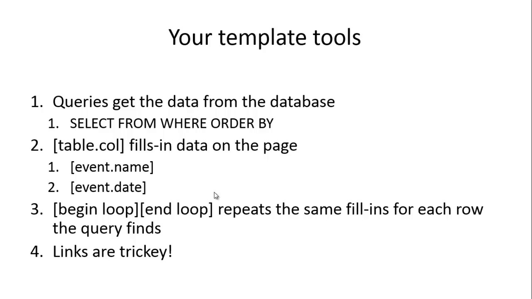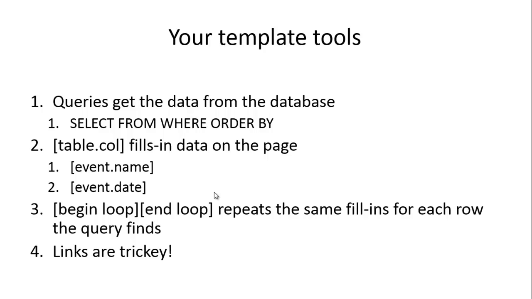Second is this thing I've invented called table.column, table.column, and that fills in data on the page. Any place you want to put a piece of data from the database on the page, you can just use this little code. And the code says event.name in square brackets, for example, and that will put the event name right there on the page, or event.date. That will put the event date right on the page. So you can see that with just this one tool, table.column, you can do a whole lot of work. In fact, most of the work that you do is simply going to say, where does that piece of data, the event name or the event date, where does it go on the page? I want to put a little placeholder there so that the program knows where to put it in.